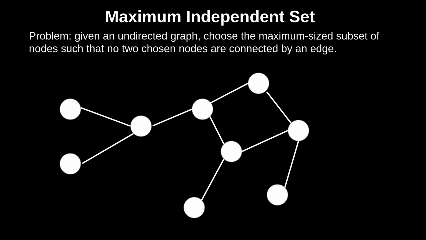For the next application of network flow, we're going to consider the maximum independent set problem. In the maximum independent set problem, you are given an undirected graph, and your goal is to choose a maximum size subset of nodes such that no two nodes that you choose are connected by an edge. So for this example graph, we can see that if I mark the nodes I chose in blue, none of them are connected directly by an edge. And this is the maximally sized set of nodes that you could choose such that that property holds true.